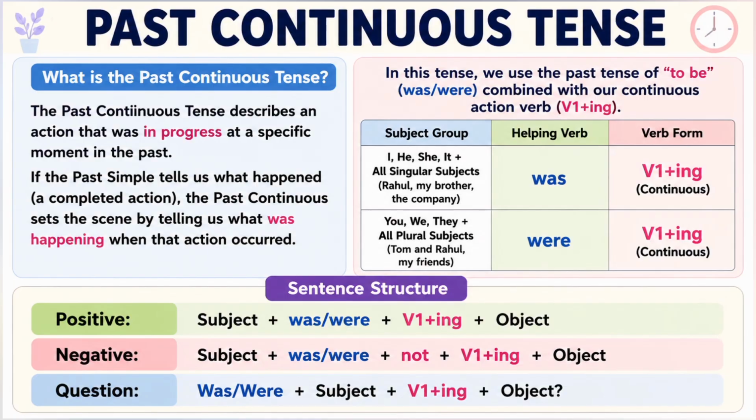For negative sentences, the structure is subject plus was or were plus not plus verb 1 plus ing plus object. For questions, the structure is was or were plus subject plus verb 1 plus ing plus object.